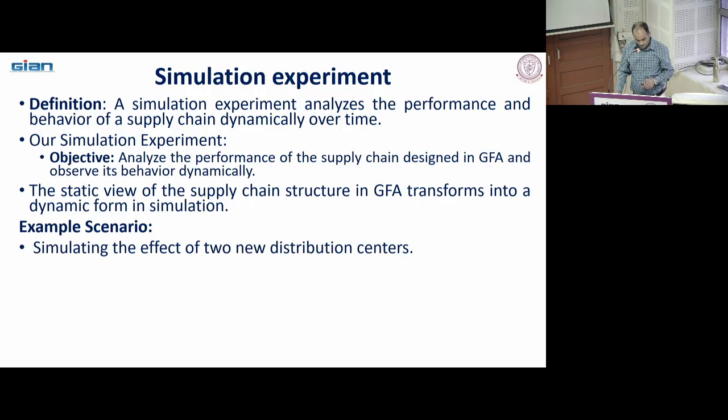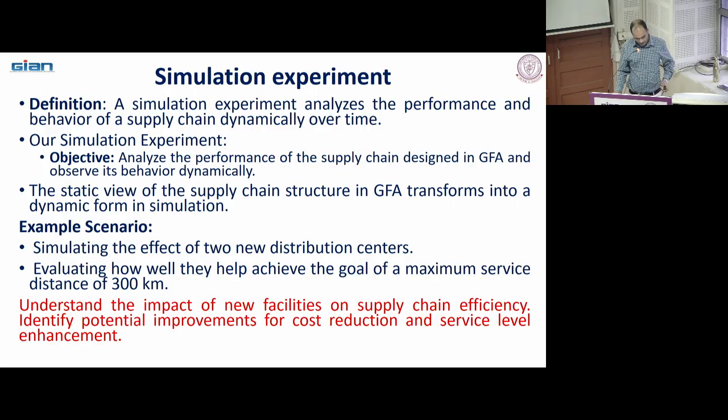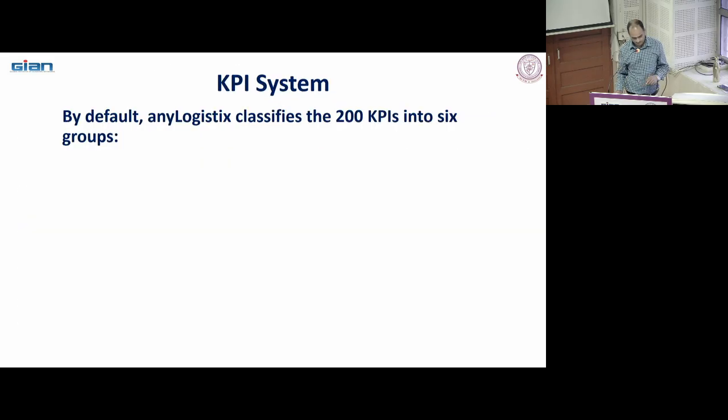So we are simulating the effect of 2 new distribution centers. The GFA suggested 2 new distribution centers, and we are going to see the behavior and performance of these 2 new distribution centers on the overall supply chain. Then we are evaluating how well these 2 distribution centers will help us achieve our maximum service distance criteria, that is 300 kilometers. So we are going to understand the impact of new facilities on supply chain efficiency, and identify potential improvements for cost reduction and service level.